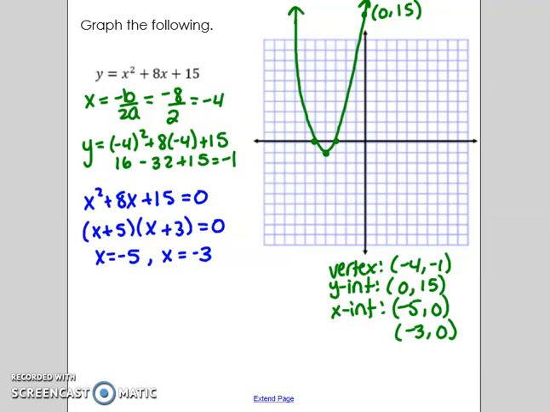Now as a review, we can find other information from this. Remember, your axis of symmetry is always going to be x equals the x value of the vertex.